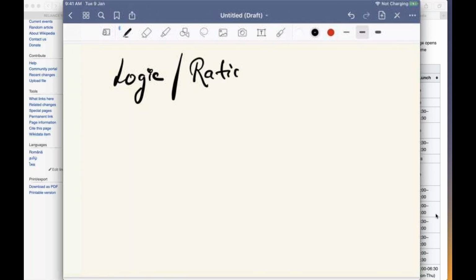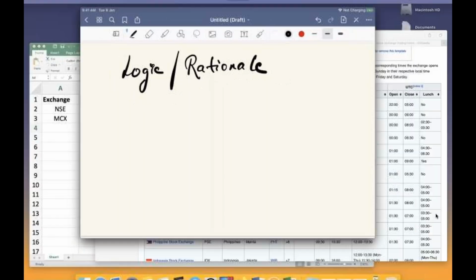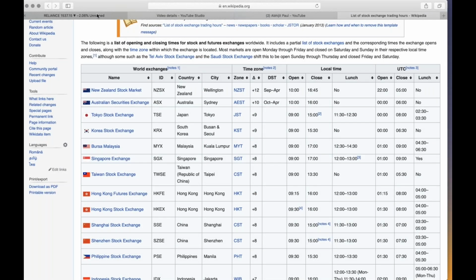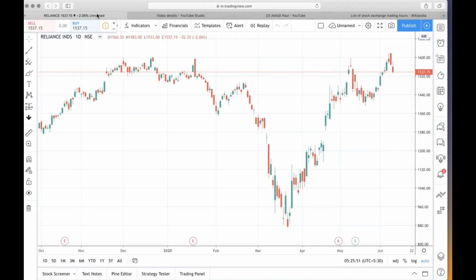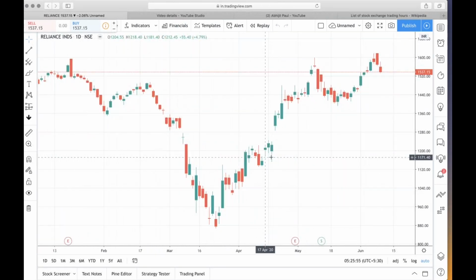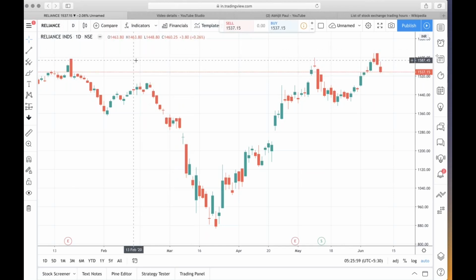To do this, first and foremost, we need to understand the logic, or let's say, if you want to call it, the rationale. See, if you open any stock chart, so over here I have opened the chart of Reliance Industries. This I'm using tradingview.com, and this is the daily chart. This is the daily time frame.